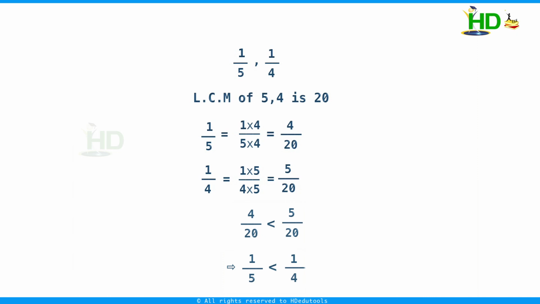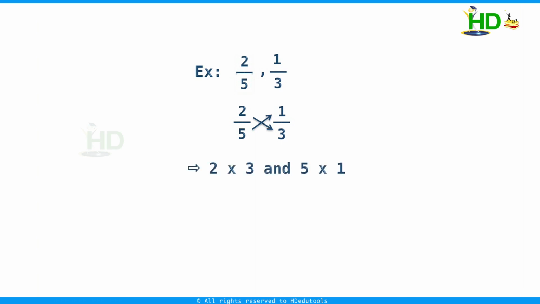Now we will do this in a simple method, that is by taking cross multiplication. For example, compare 2 by 5 and 1 by 3. Now we cross multiply as shown by the arrows. That is, we take the product 2 into 3 and 5 into 1. 2 into 3 is nothing but 6. 5 into 1 is nothing but 5. Now clearly we can say that 6 is greater than 5. Therefore we can say that 2 by 5 is greater than 1 by 3.